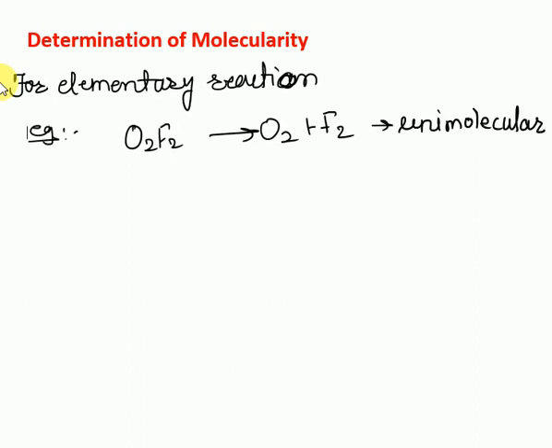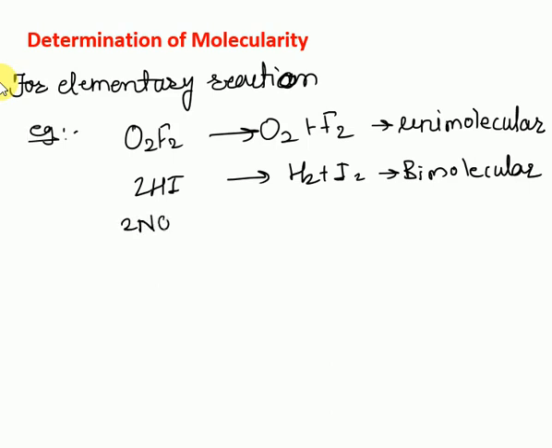Second example is 2HI gives H2 plus I2. The 2 moles of HI are involved in this reaction, that's why it is a bimolecular reaction. Third example is nitric oxide, 2NO plus O2 gives 2NO2. The 3 molecules are involved in this reaction. See the reactants, 2 moles of NO plus O2, that's why it is a termolecular reaction.